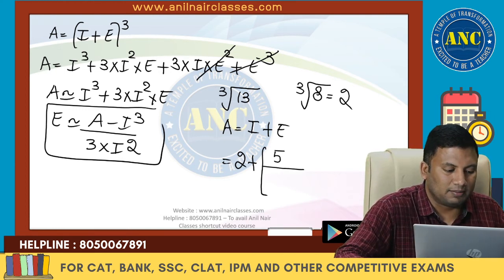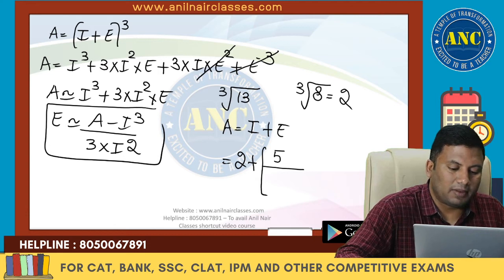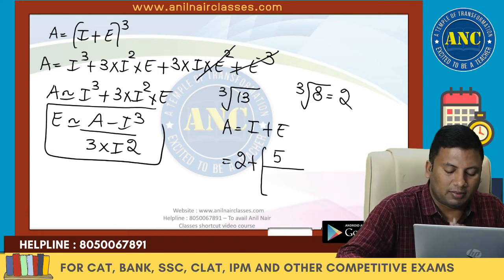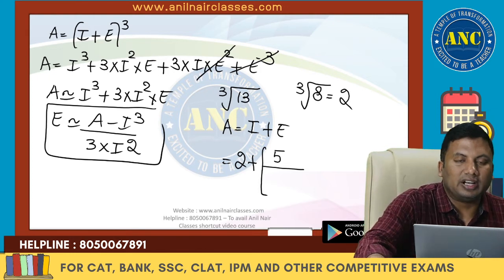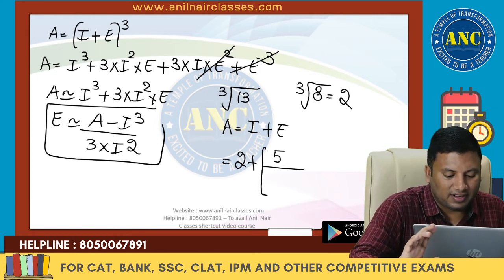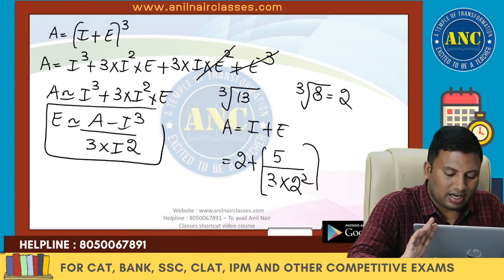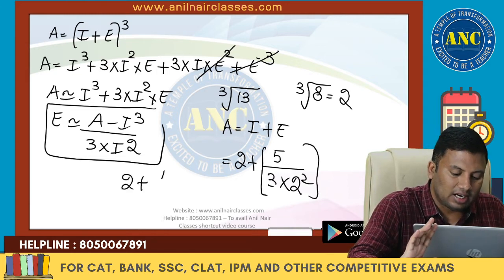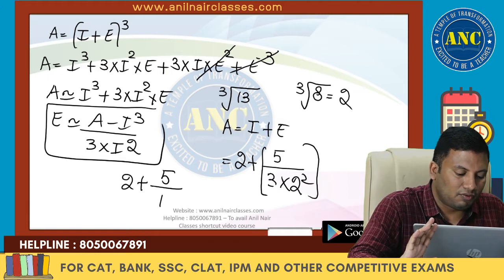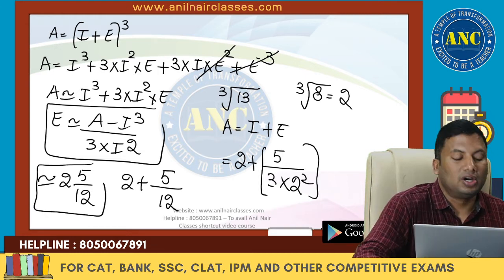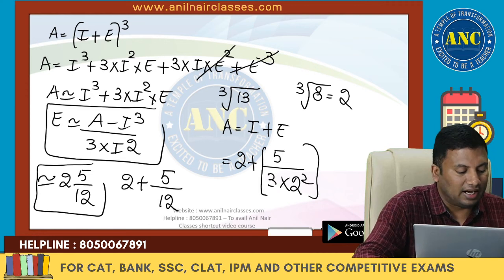E is A minus I cube. I hope it is clear, right? So 13 minus I cube, it is 2 cube, 8, it is 5, divided by 3 into I square, 2 square. I hope the answer is clear. So 2 plus 5 by 4 3s are 12. So the answer is very close to 2 5 by 12. I hope the idea is clear.